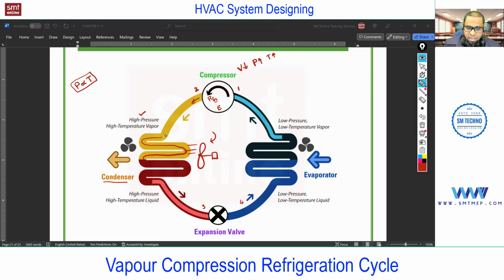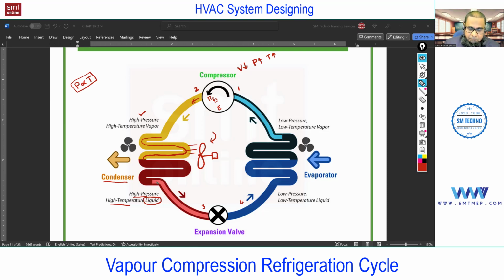So what will happen? The inlet to the condenser is high pressure and temperature vapor, and because of the heat rejection to the atmosphere using the air, the outlet of this condenser will again be at high pressure and high temperature, but in liquid form. You know this change of phase means latent heat, at what? At constant temperature, right? So the temperature is still the same, but there is a change of phase in the condenser.